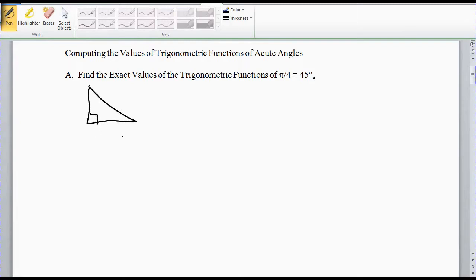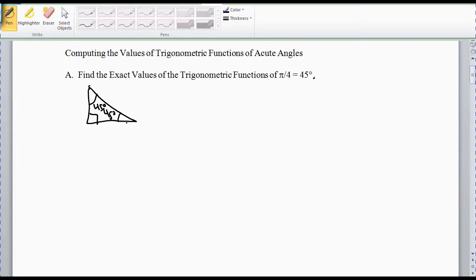Now, on this right triangle, do you know that these two angles are both 45 degrees? Since we're saying that pi fourth, or 45 degrees, is the angle we're considering. The reason we know it's 45 each is because if you add up all the angle measures of a triangle, it always equals 180 degrees. If this is 90, then these two added together must be 90. Since we said one of them is 45, the other one must be 45.